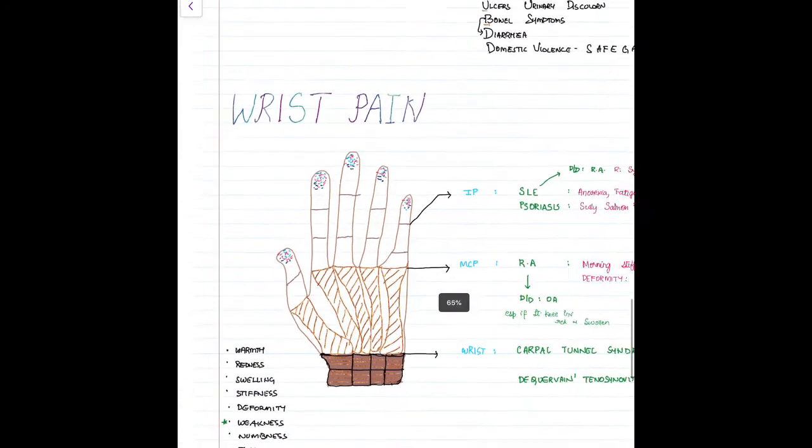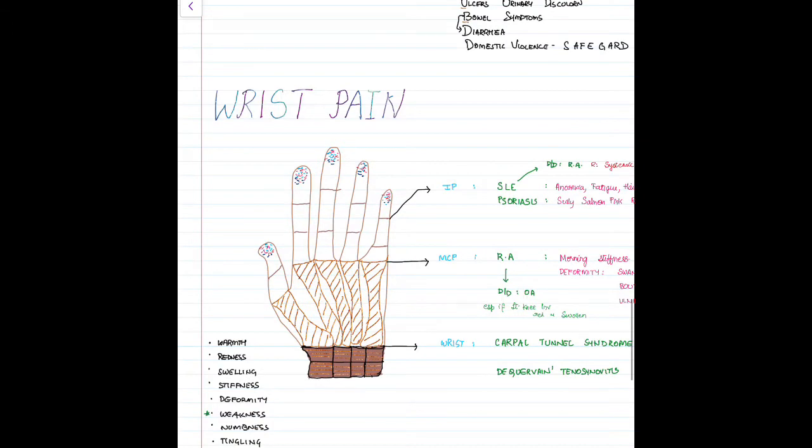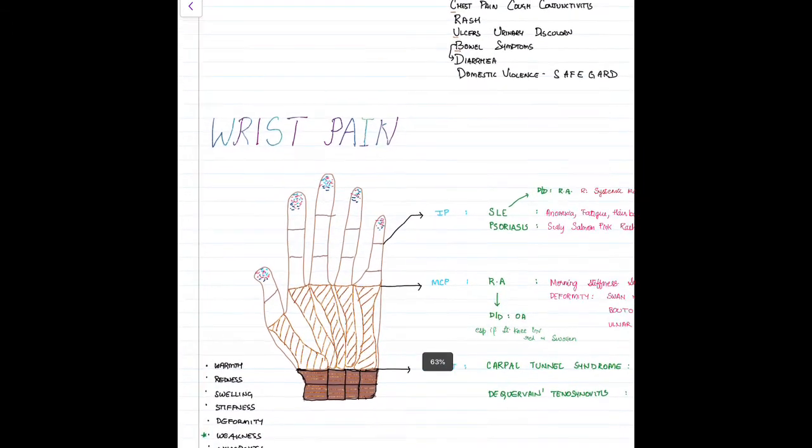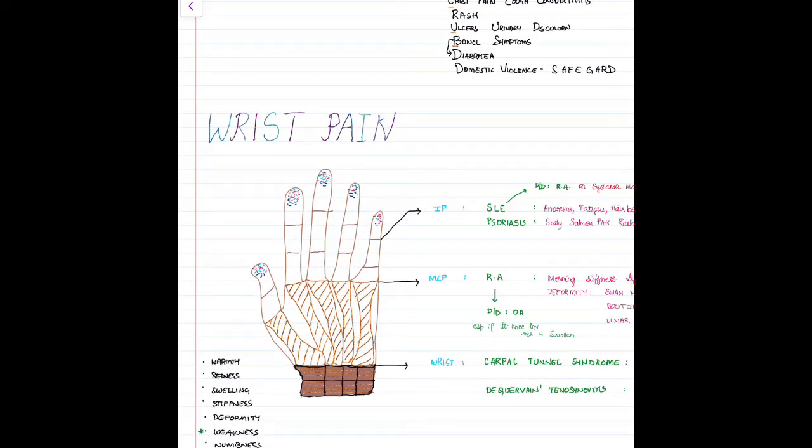Next, wrist pain. So wrist pain is very simple. So we have the joints over here: interphalangeal, metacarpophalangeal, and wrist. And the first thing when we think about interphalangeal or metacarpophalangeal joints is rheumatoid arthritis. So rheumatoid arthritis is very important when it comes to wrist pain. That's the first thing we think about.